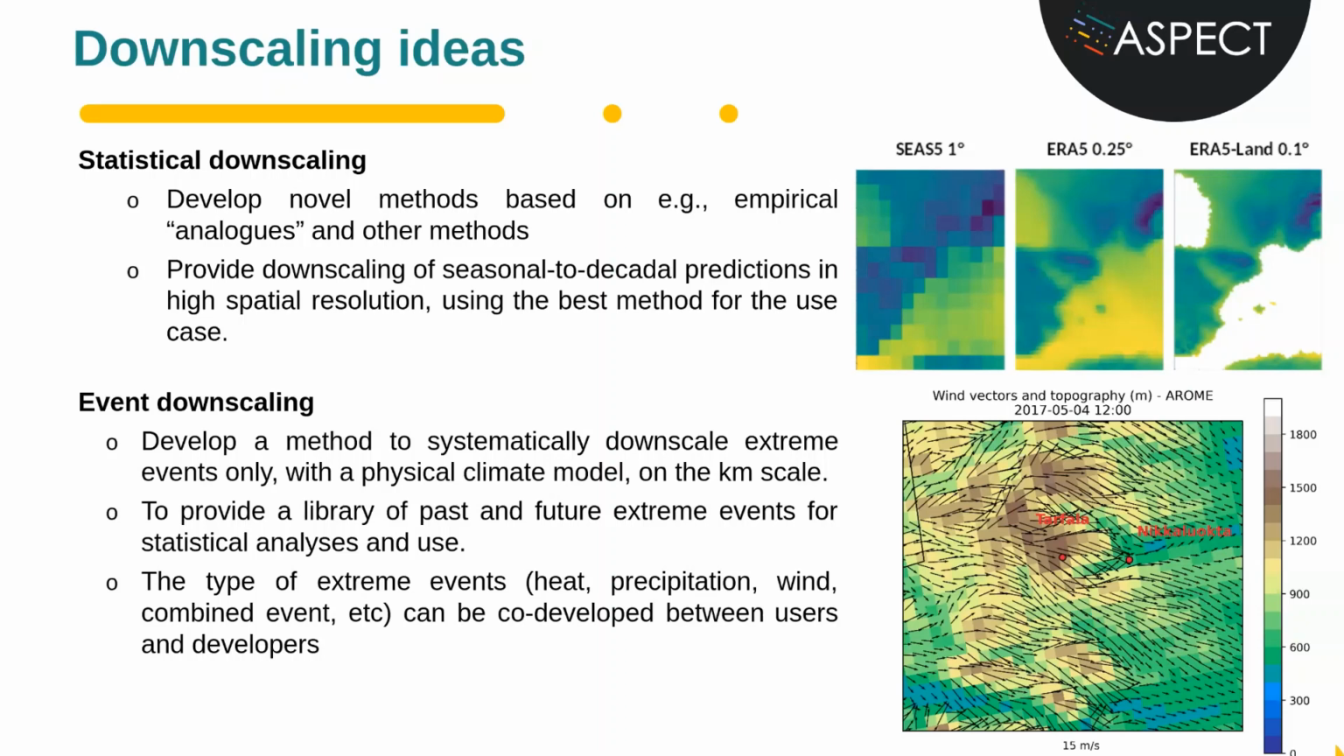The other type of downscaling is dynamical downscaling, where we try to extract information on extreme events. That is to develop a method to systematically downscale extreme events using a physical climate model. The figure on the bottom right shows 2 villages in northern Sweden, where we have shown topography, with wind vectors plotted over topography shaded. These are 2 kilometer downscaled data. And we also plan to provide a library of past and future extremes for statistical analysis.